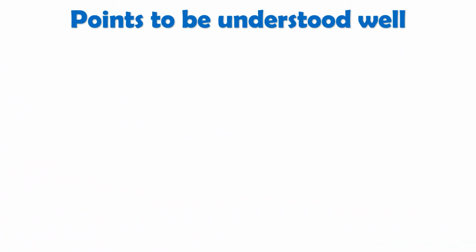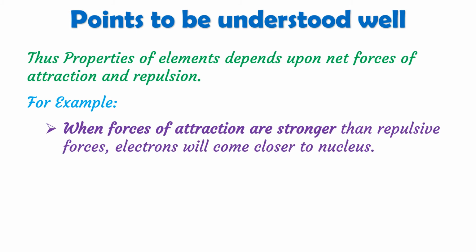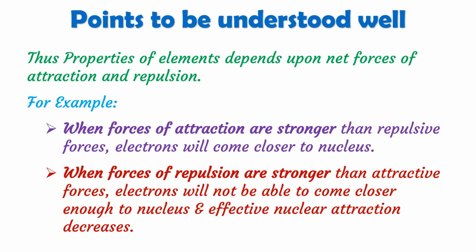Thus, properties of elements depend upon net forces of attraction and repulsion. For example, when forces of attraction are stronger than repulsive forces, the electron will come closer to the nucleus. And when forces of repulsion are stronger than attractive forces, the electron will not be able to come close enough to the nucleus, and effective nuclear attraction will decrease.